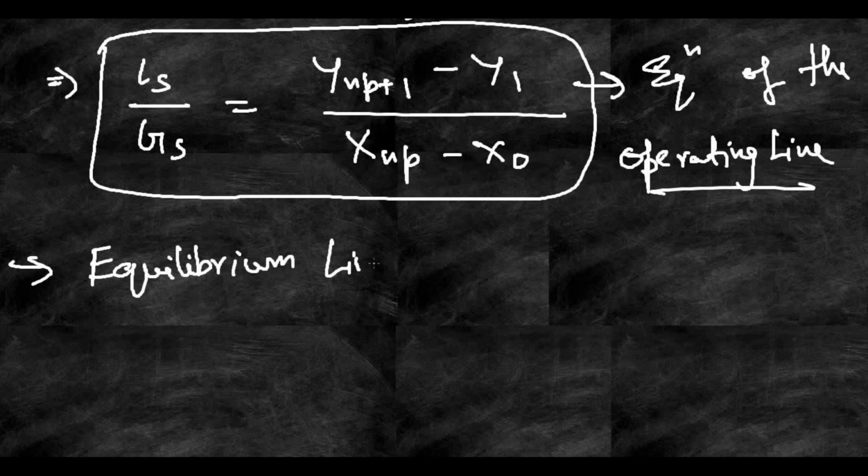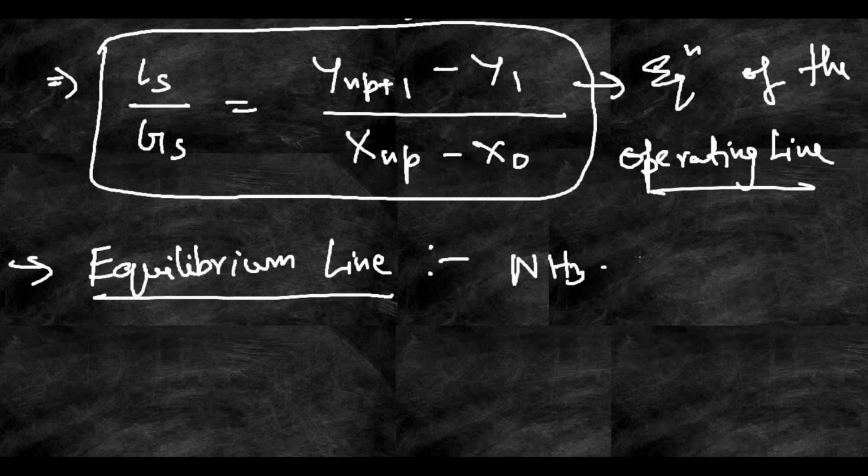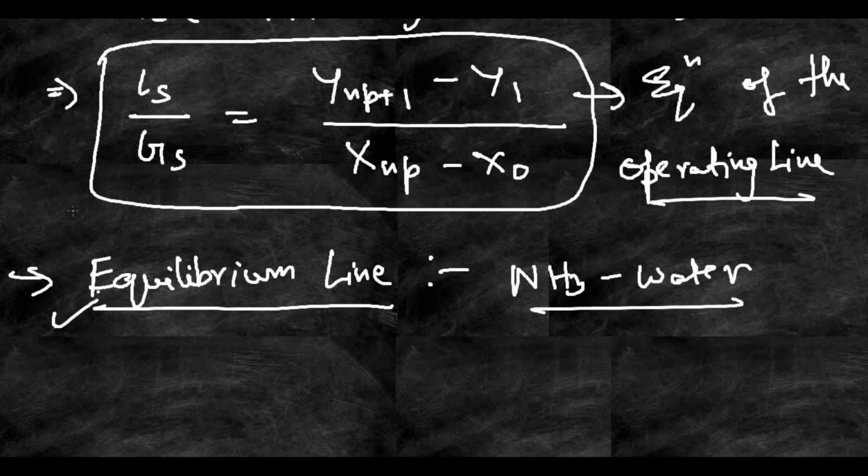Equilibrium line. So this equilibrium line data will be provided to us. In most cases, it is given on the basis of ammonia-water solubility. On the ammonia-water solubility, equilibrium data will be given to you. Now what we need to do is, using these two, plot and calculate the number of stages. I will show it to you.